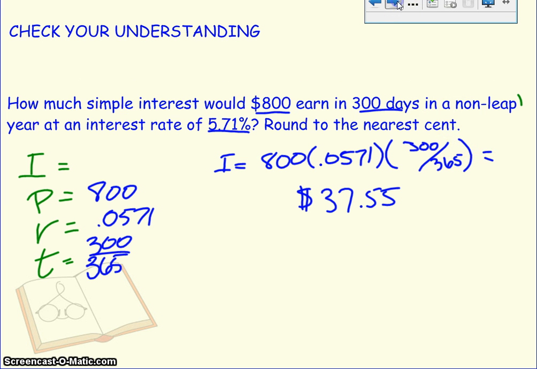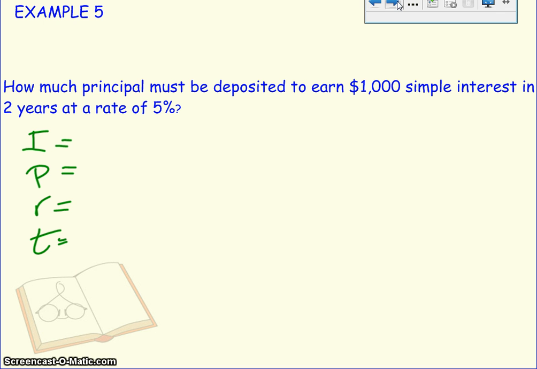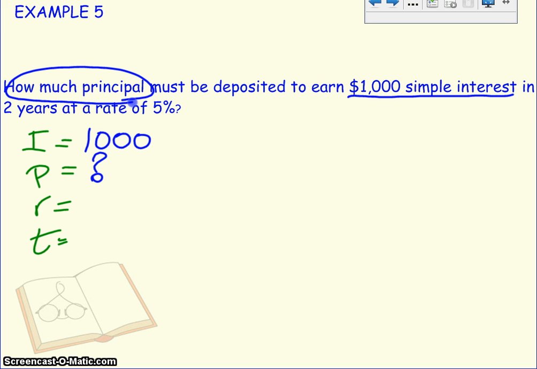All right, moving on to our next example. We have example 5, how much principal? So this is the first question that we had that looks a little different. Before it was how much interest or what was the account balance. But now it says how much principal. So that leads me to believe that the principal is my unknown. That's my question mark. It says must be deposited to earn $1,000 simple interest. So that's going to go in my interest category. In 2 years, well, that's my time in years, at a rate of 5%. So as a decimal, it's going to be 0.05.